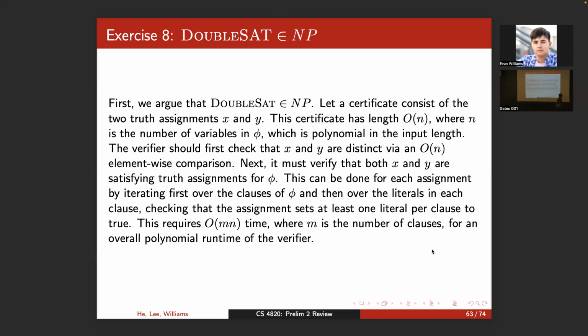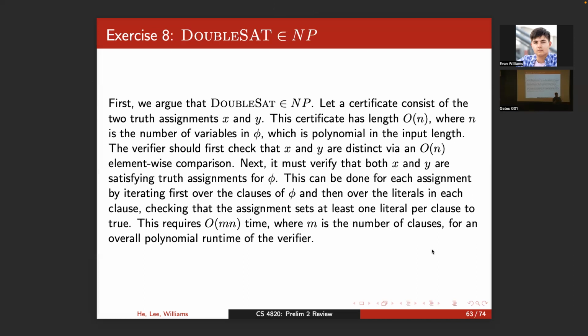So a certificate is going to consist of two truth assignments, x and y, and the certificate has length O of n, which is the number of variables, which is polynomial in the input length. Remember that your certificate does need to be polynomial in the input length. The verifier is just going to check if x and y are distinct, right? This is a lot of detail for a verifier, but this would technically be the most correct version.